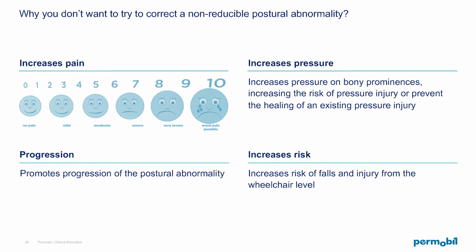Number 3, it's going to promote the progression of that abnormal posture. If you're trying to force them into something their body can't tolerate, they're just going to continue to slide even further into whatever the abnormal posture is. And then lastly, number 4, by allowing them to slide further into an abnormal posture, especially with the posterior pelvic tilt, which is probably the most commonly seen, we drastically increase the risk of falls from the wheelchair and injury from the wheelchair level. Okay?